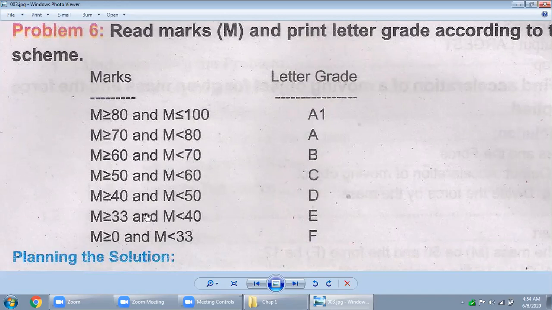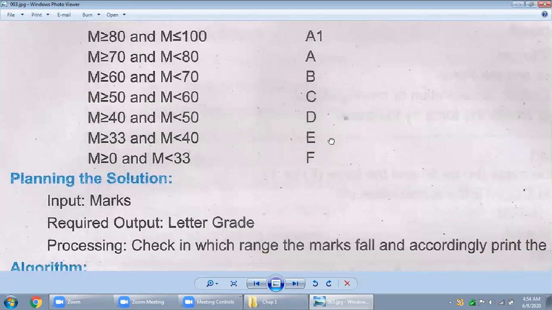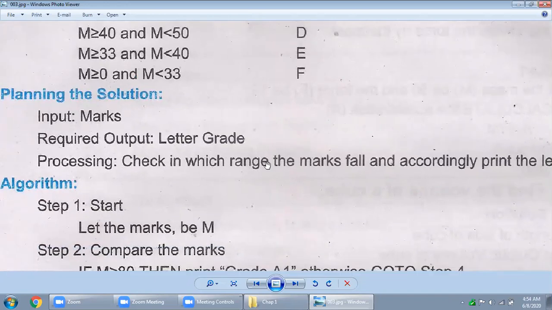So this is the criteria. Obviously, you know how a student can fail: M represents the marks, and if his or her marks are greater than 0 and less than 33, he or she has failed the examination. So you will have to draw this algorithm, not a program. We will make the program in the next chapter, number 3. Over here, we will make the algorithm for this one. Planning the solution.